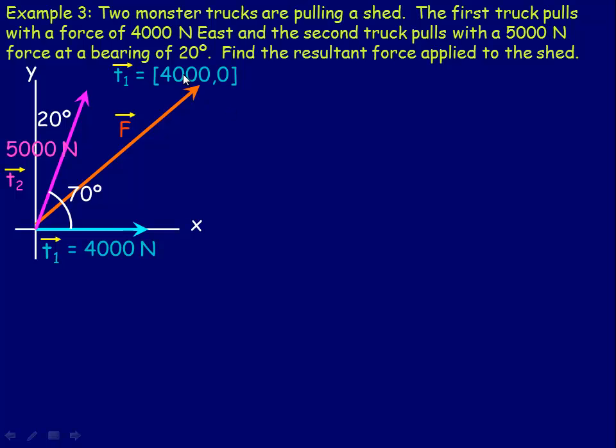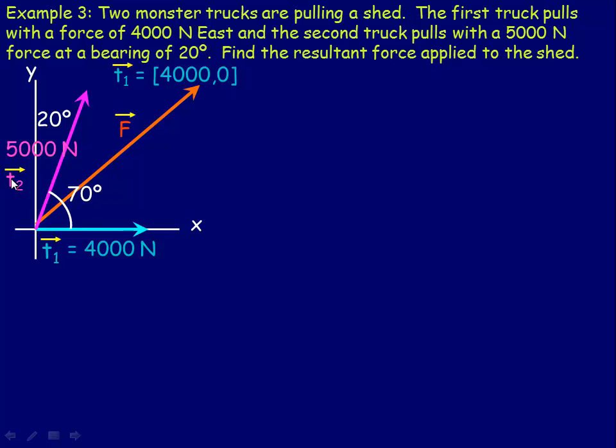In order to get the components of T1, and forget about the 70 for a moment, I clicked one time too many. This vector right here, and that's not labeling this force vector, this is just referring to the T1 vector here. The horizontal component of that would be, since it goes straight to the right along the x-axis, 4,000, and it doesn't go vertical at all, so the y component is 0.